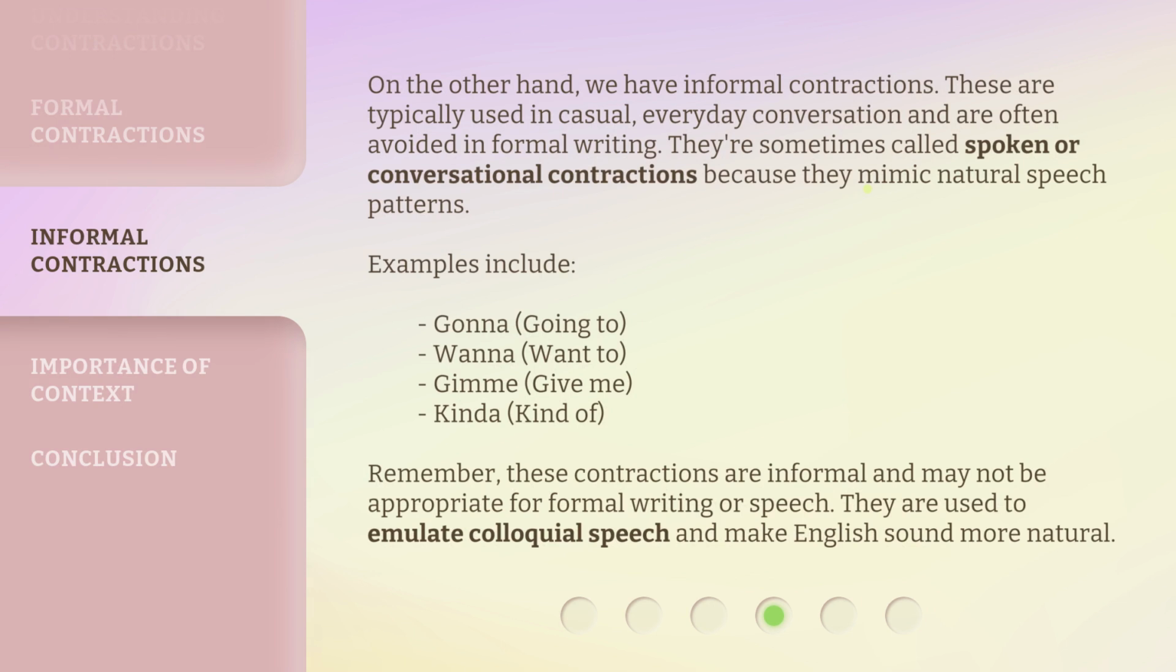On the other hand, we have informal contractions. These are typically used in casual, everyday conversation and are often avoided in formal writing. They're sometimes called spoken or conversational contractions because they mimic natural speech patterns. Examples include gonna, going to, wanna, want to, gimme, give me, kinda, kind of. Remember, these contractions are informal and may not be appropriate for formal writing or speech. They are used to emulate colloquial speech and make English sound more natural.